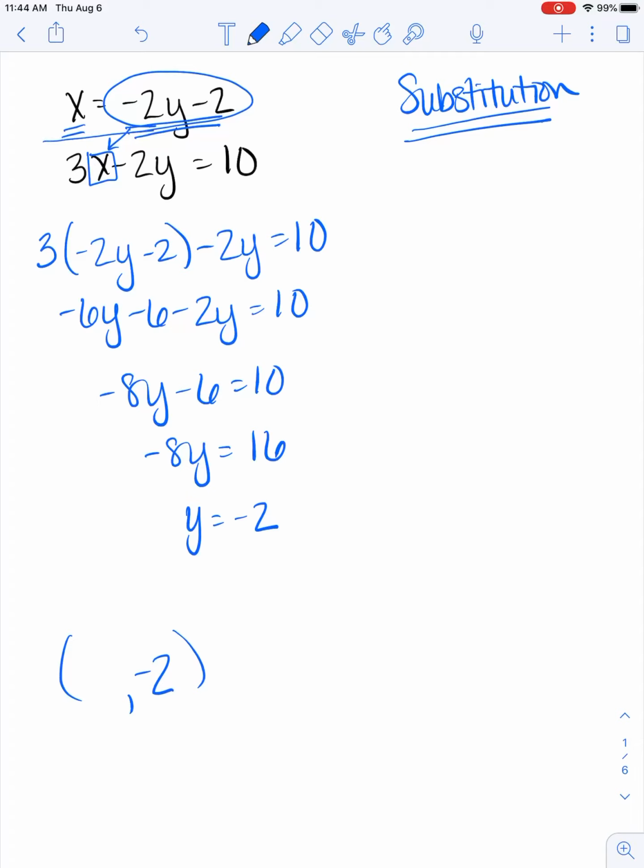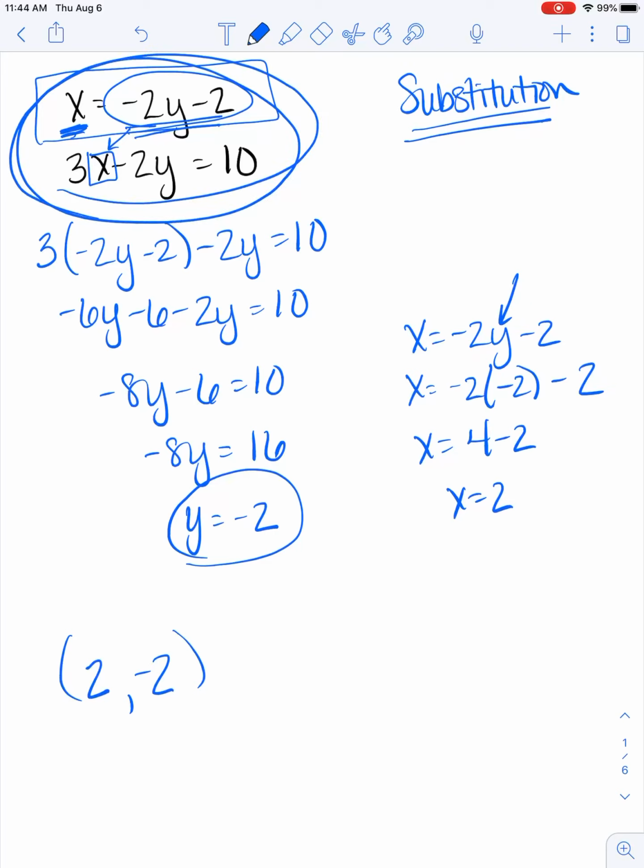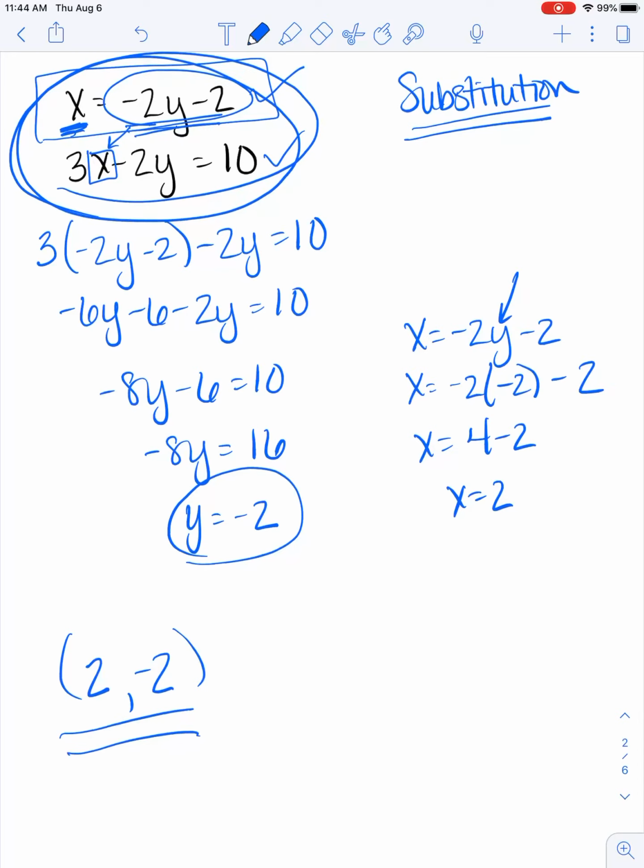Now I just need the x value. It makes sense to go back into the top equation since I'm solving for x and this equation is explicitly in terms of x. So x equals negative 2y minus 2, but now I know what y equals, so I can plug that y value in for this y. So x equals negative 2 times negative 2 minus 2. It's a lot of 2's. So I now know that x equals 2. So the one solution to that system is at 2, negative 2. That is the only x and y combination. If I plug it into the top equation, it would work, and plug it into the bottom equation, it would work.